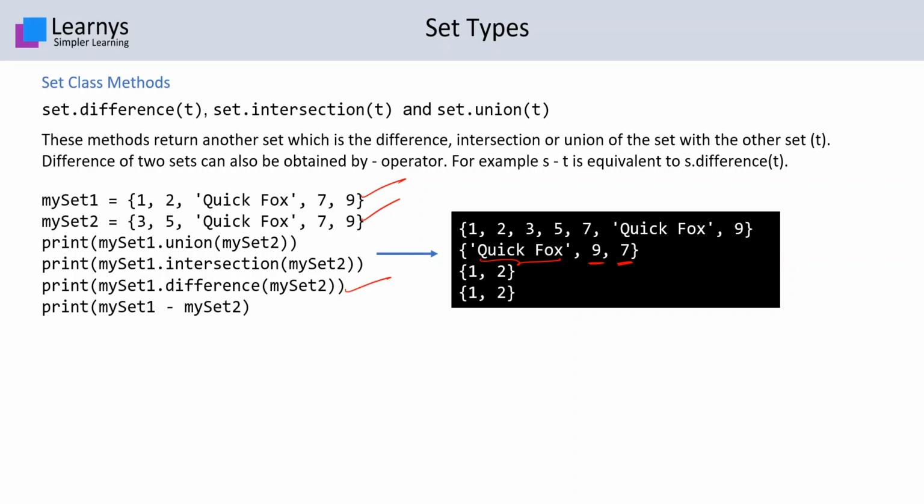Third, we are writing myset1.difference(myset2). This means you have to print all the elements of myset1 which are not inside myset2. These are 1 and 2, since they are in myset1 but they are not in myset2. This difference function can also be written by using the minus operator. So over here, both the outputs will be same.